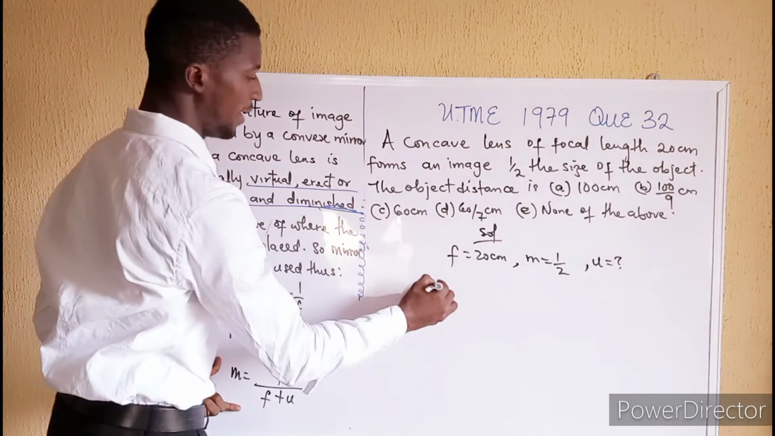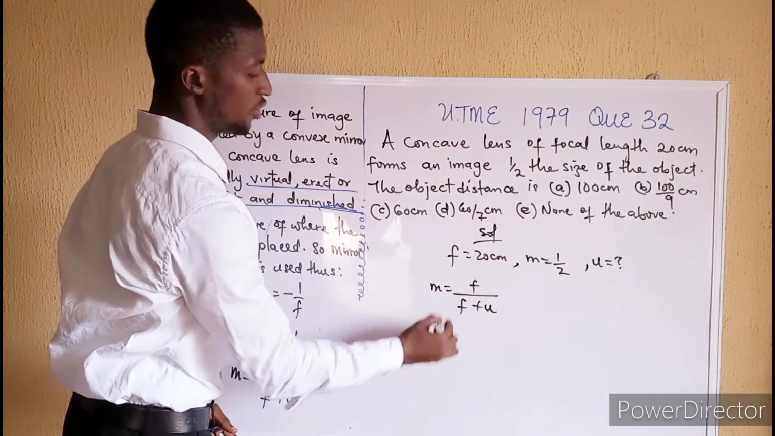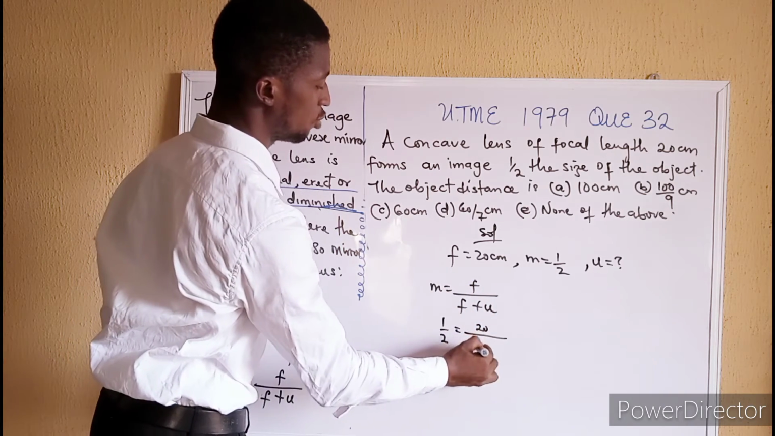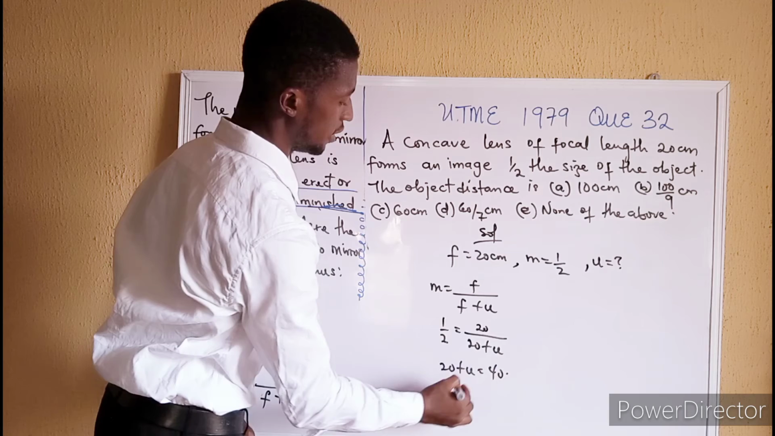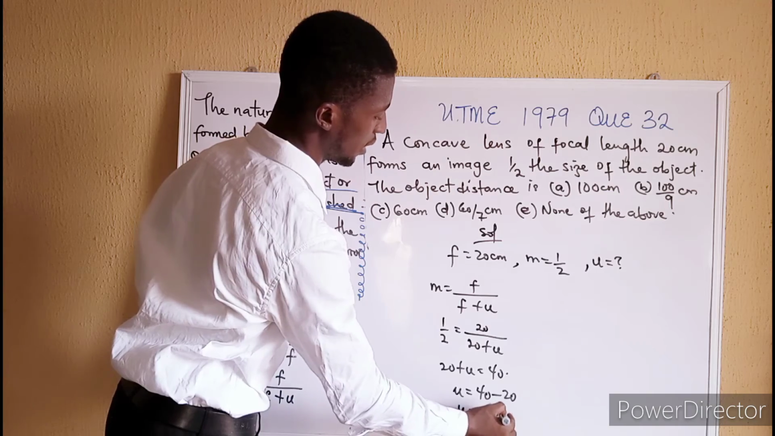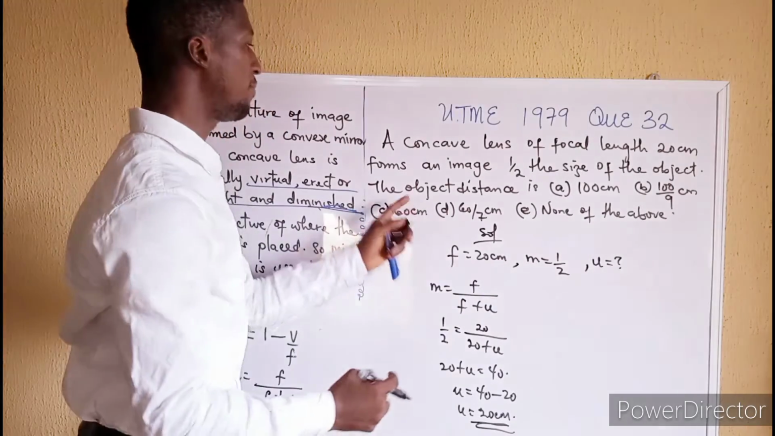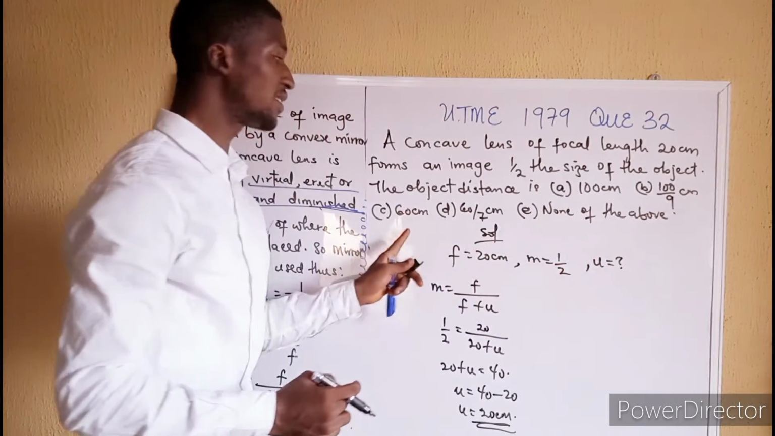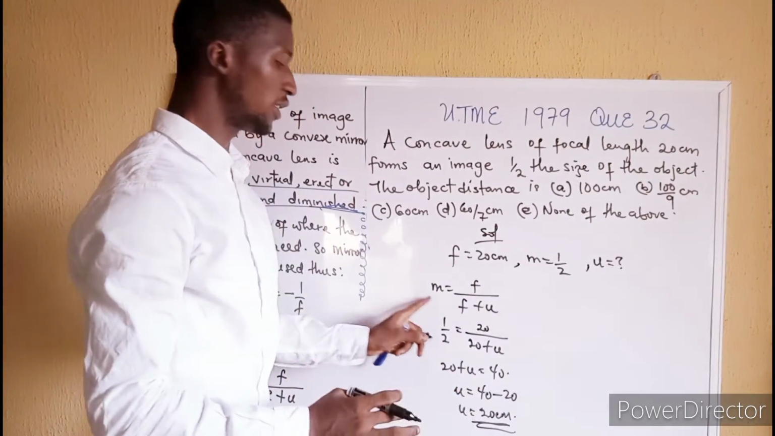So here we have m equals f over f plus u. Your magnification is 1/2, equal to focal length 20 over 20 plus u. In this aspect, we have that 20 plus u is equal to 40. u is equal to 40 minus 20, and we say u is equal to 20 centimeter. So here, the object distance is 20 centimeter, meaning that the answer is none of the above, because here you have 100, 100/9, 60, 60/7, and none of the above. Here now we have the answer to be none of the above using this particular formula.